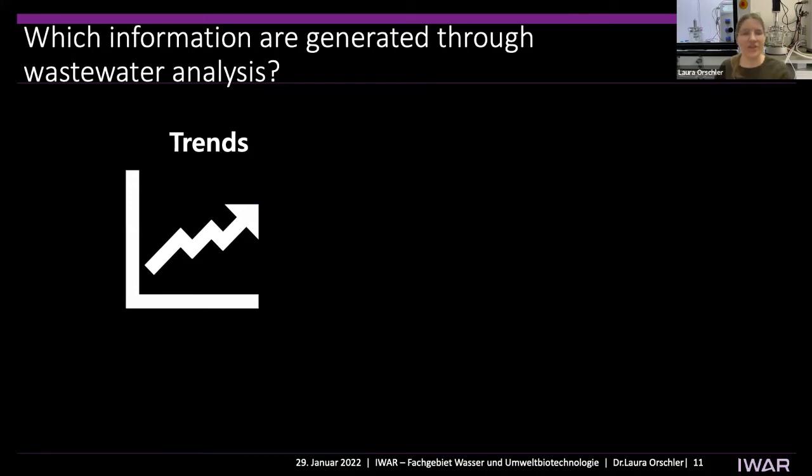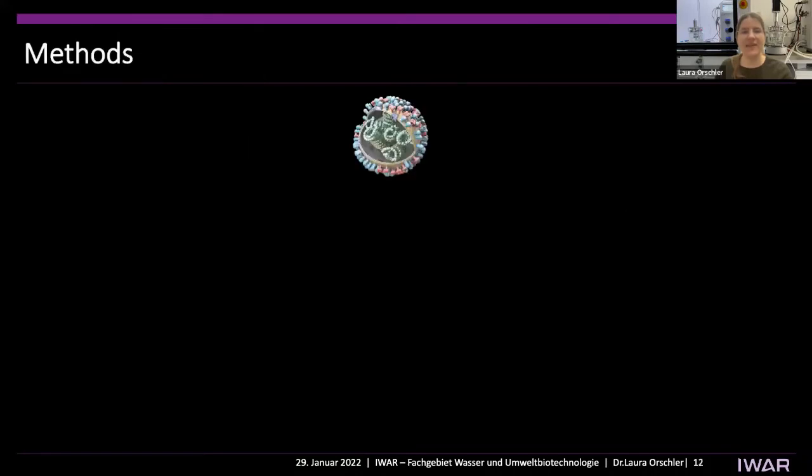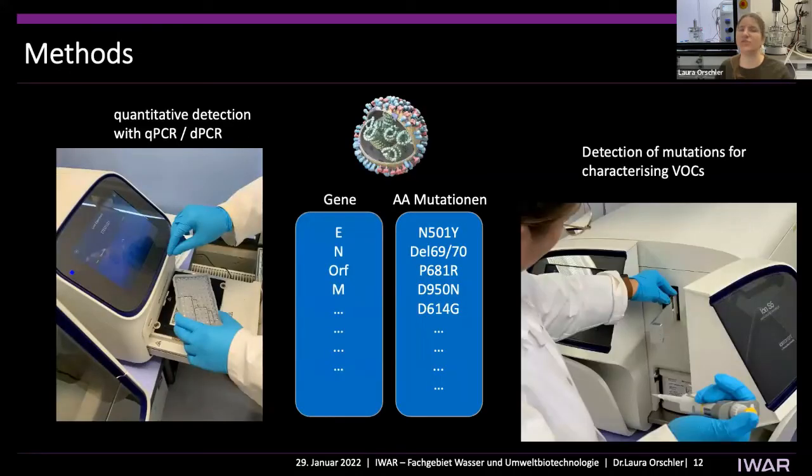The information that we can generate are on the one hand trends, meaning how the concentration of SARS-CoV-2 is changing in the wastewater over time, and also the detection of mutations. And therefore, I think you've heard that before, there are two different methods. On the one hand, we have the quantitative detection with qPCR, and on the other hand, there is the detection for mutations or VOCs with sequencing methods. It's mainly the same as what we have for the human samples.